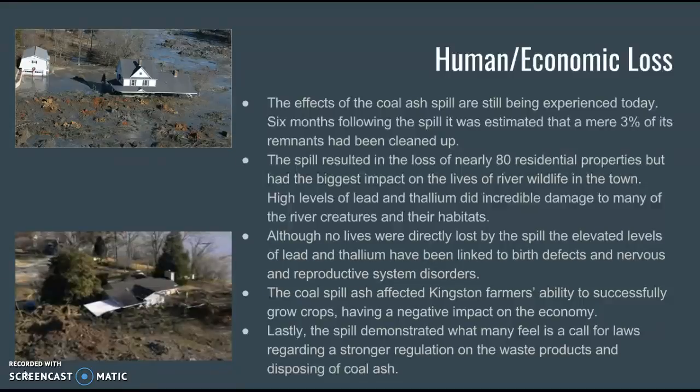The coal ash spill affected Kingston farmers' ability to successfully grow crops, having a negative impact on the economy. Lastly, the spill demonstrated what many feel is a call for laws regarding a stronger regulation on the waste products and disposing of coal ash.